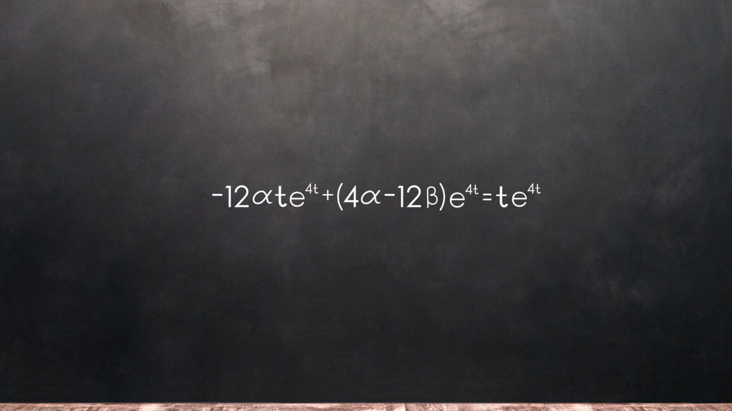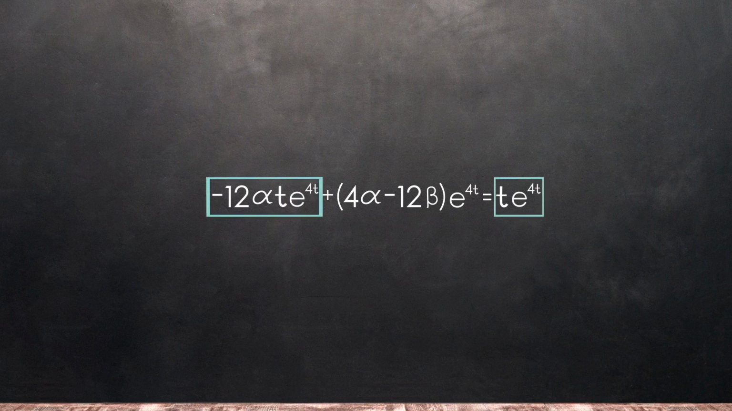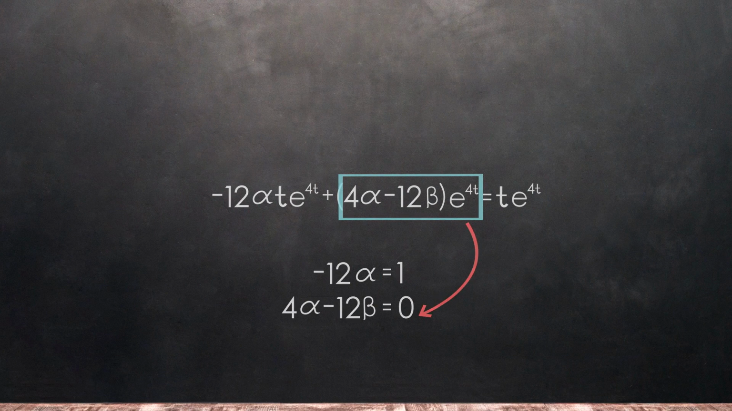Expanding and simplifying, we obtain the following equation. We want to make sure that once we are done simplifying, the coefficients of each term are constants. Now we can solve for alpha and beta by comparing the coefficients of like terms on the left and right side of the equation. We have terms t times e to the 4t on either side of the equation. Since the left-hand side must equal the right-hand side, their coefficients are equal. Similarly, the second term on the left-hand side does not have a like pair on the other side of the equal sign, so its coefficient must be 0.